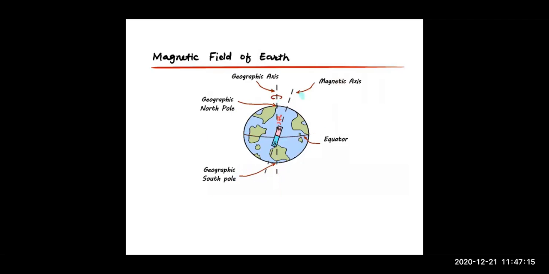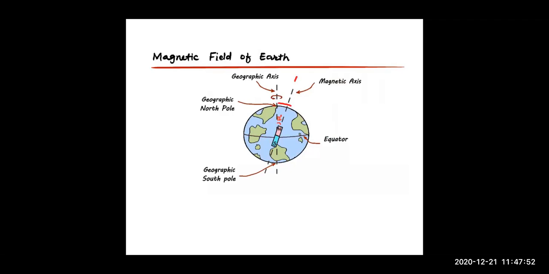Now children, suppose this is your freely suspended bar magnet. We know it will align itself in almost north-south direction. But here it is seen that it aligns at an angle of 12 degrees with the geographic axis. Actually, it should have aligned like this, along the geographic axis, north-south direction. But the bar magnet aligns making an angle of 12 degrees with the geographic axis.